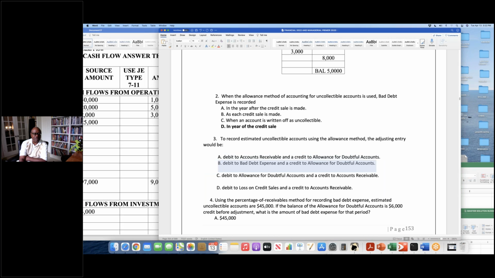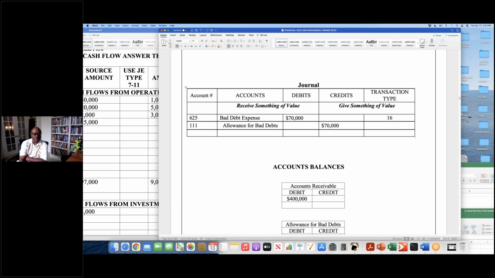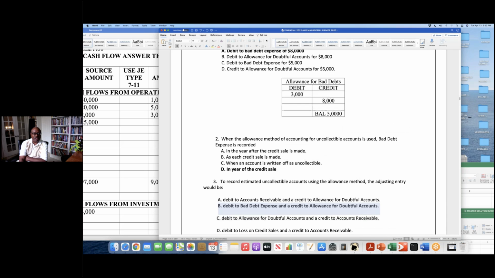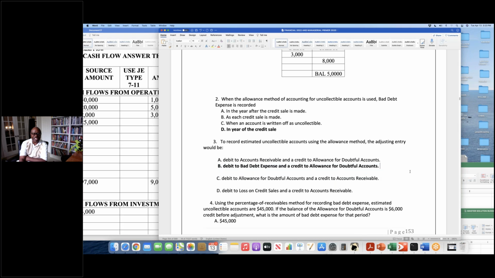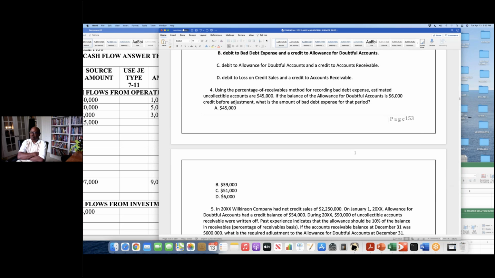Well, I'm guessing B. Didn't we debit bad debt expense and credit the allowance? Yes. I was going back and forth and didn't see the journal entry. That's why I went to the journal entry. Okay, all right. Tell me about number 4 then.